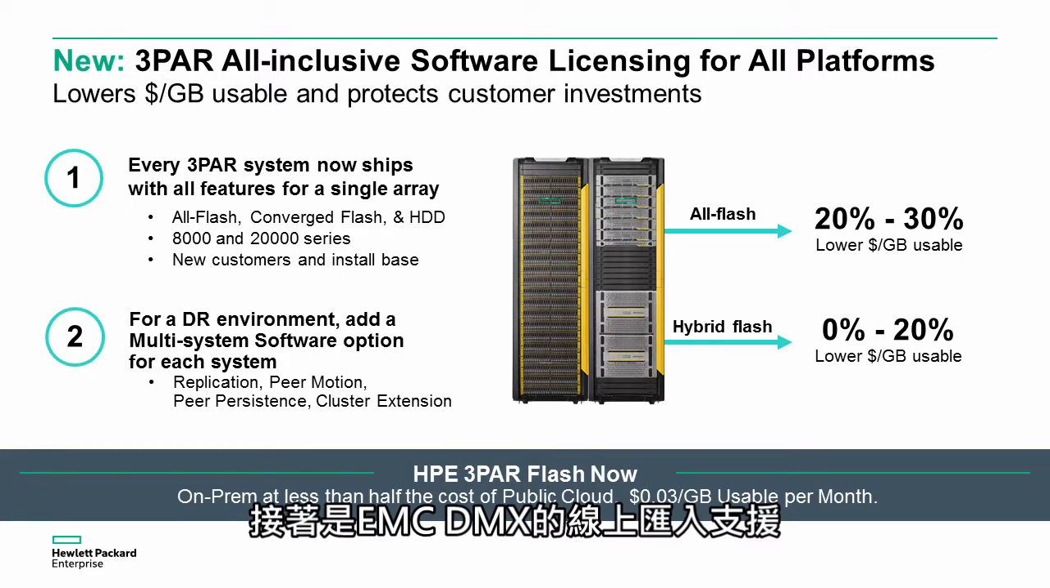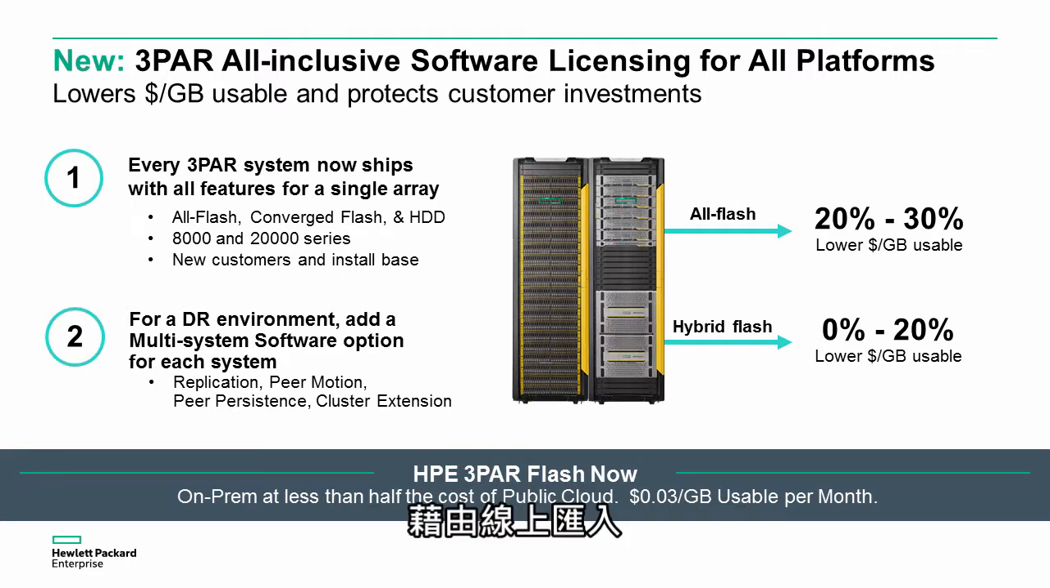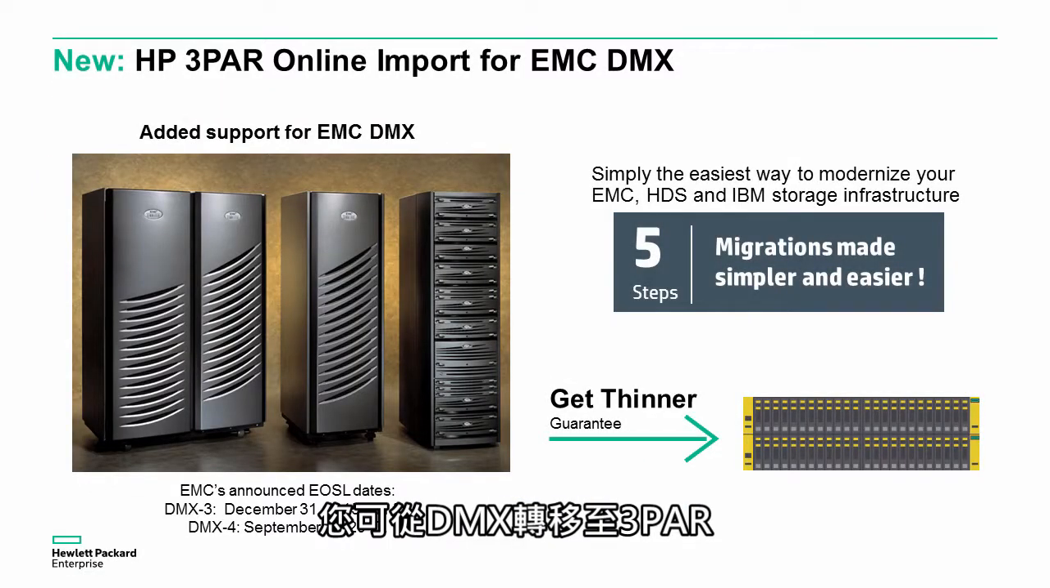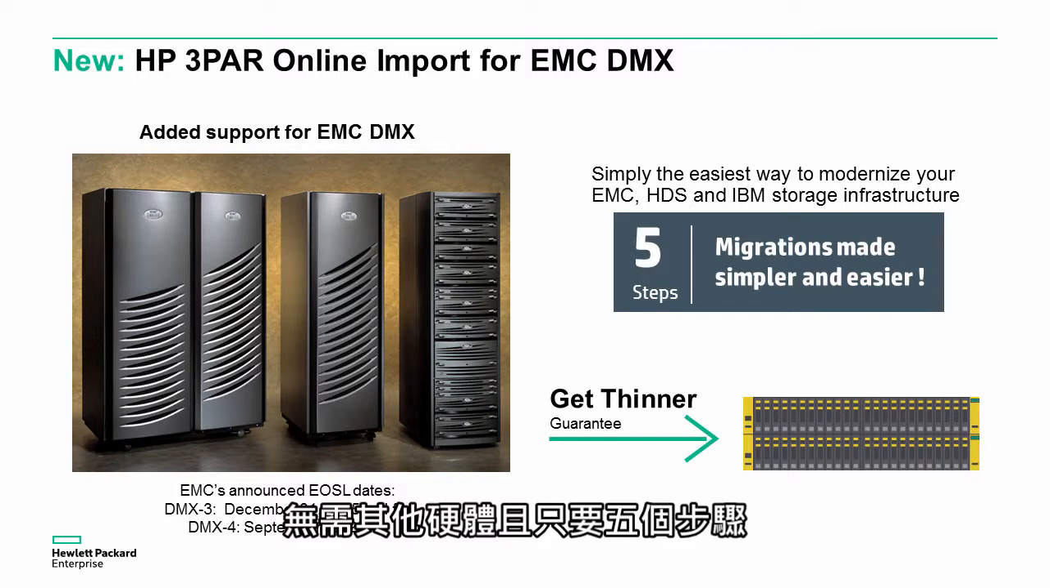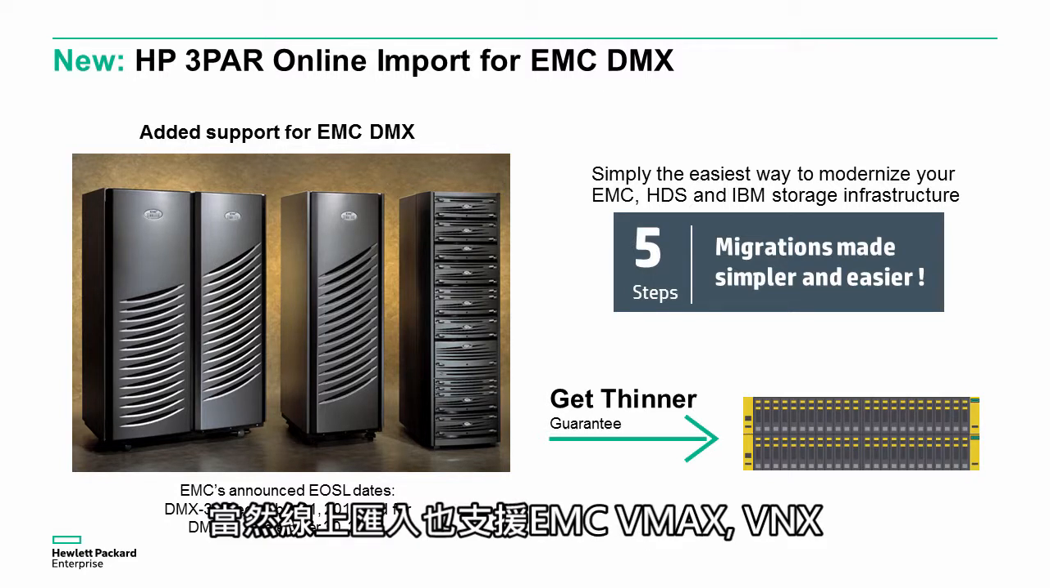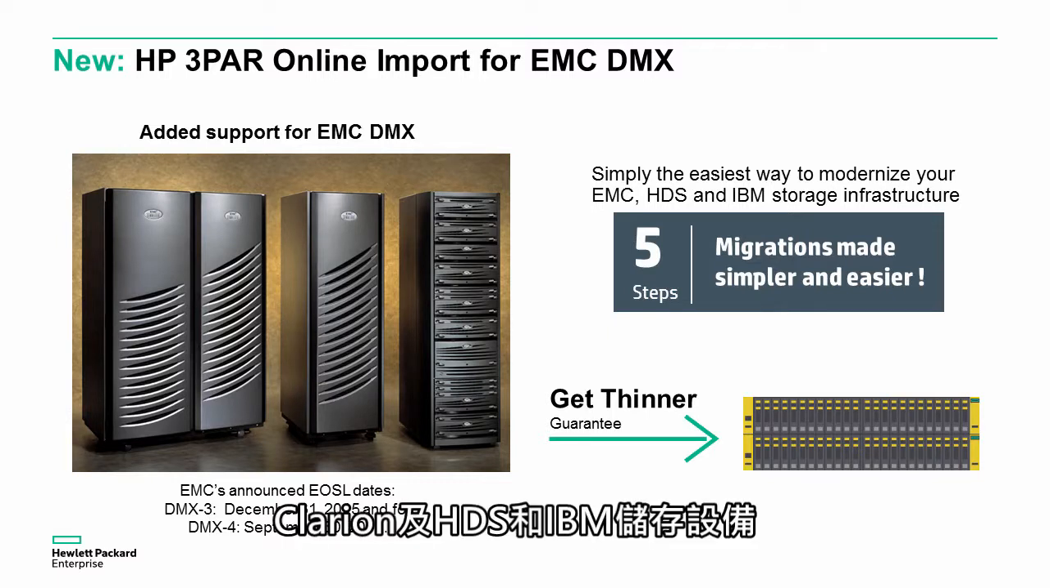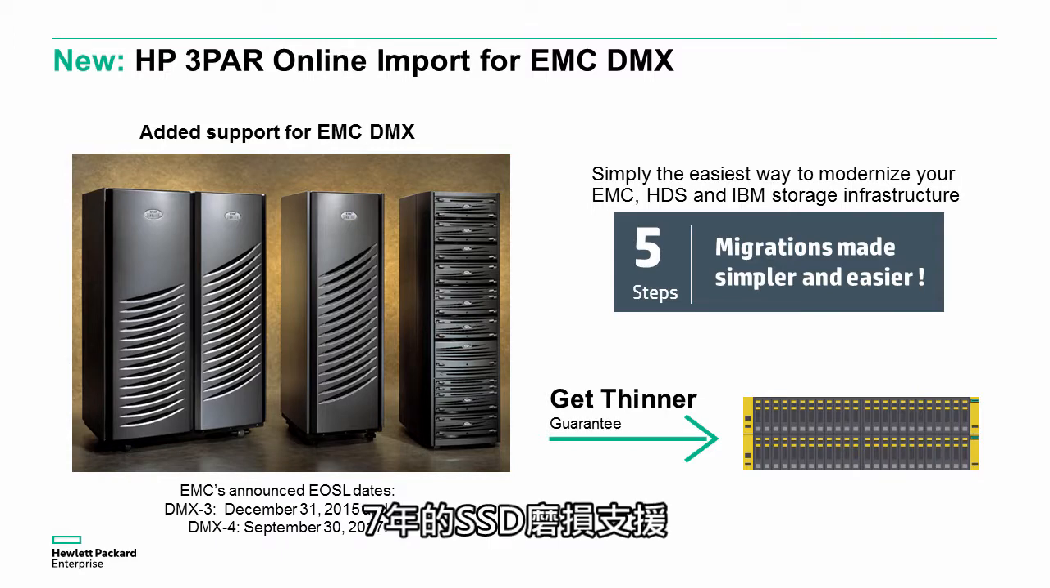Next is online import support for EMC DMX. With our online import, you can migrate from DMX to 3PAR without any additional hardware in 5 steps. And of course, we also have online import for EMC VMAX, VNX, and CLARiiON, as well as for HDS and IBM storage.